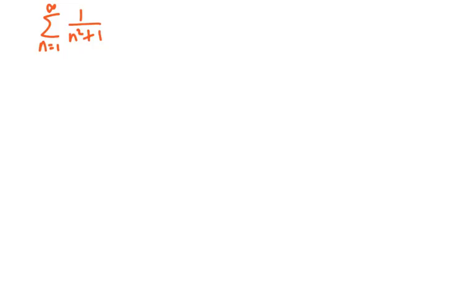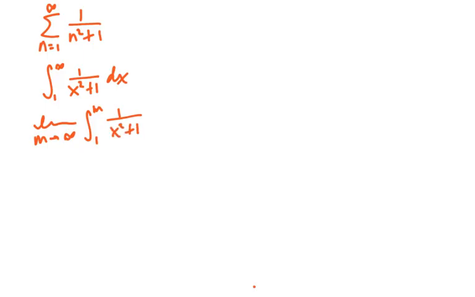This graph is continuous. It is positive. It is decreasing over the interval. So we can use the integral test and say the integration from 1 to infinity of 1 over x squared plus 1 dx. Now, in order to do an improper integral, we have to use a limit. Let's say the limit as m approaches infinity, I like m, from 1 to m of 1 over x squared plus 1 dx.